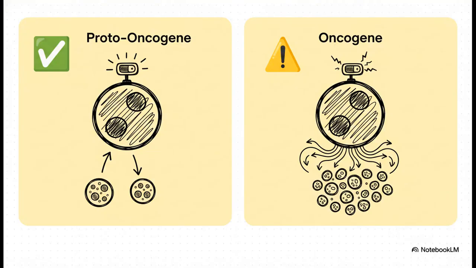This comparison really gets to the heart of the matter. You see the shift from a normal gene to a mutated one. But the most important line here is the second one. The function goes from being regulated to being constitutively active. That just means it's always on. And that, of course, is what leads from controlled growth to uncontrolled growth.